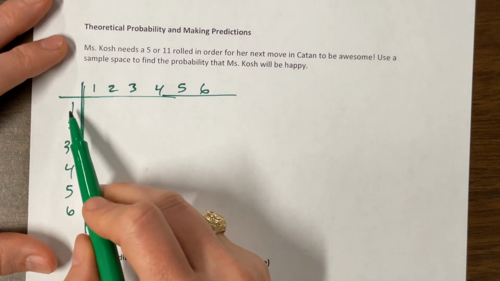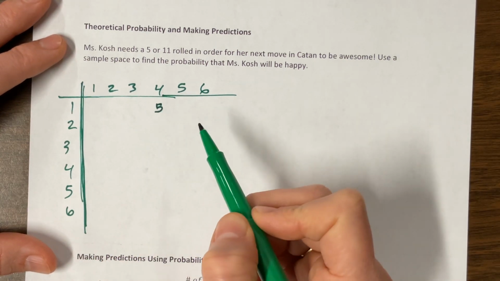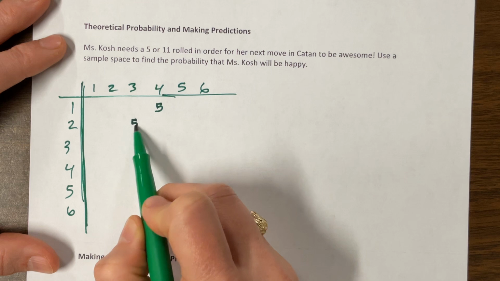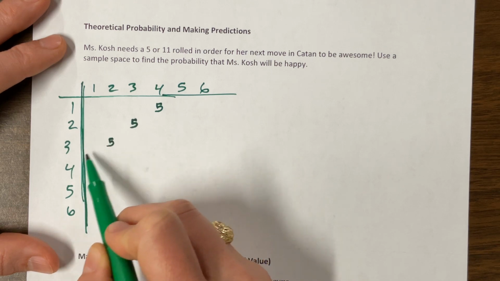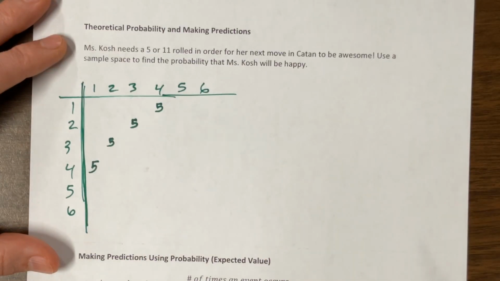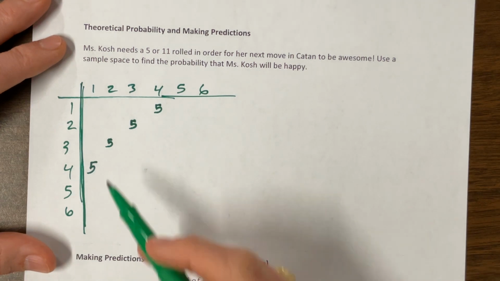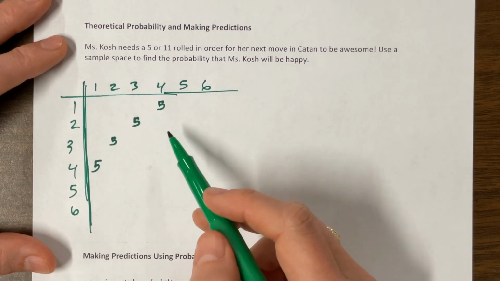Well, we can get a 5 by rolling a 1 and a 4. That would give me a sum of 5. A 2 and a 3 would give me a 5. A 3 and a 2 would give me a 5, and a 4 and a 1 would give me a 5. So there's 4 ways, and in Catan, the number 5 has 4 dots on it, which is why.